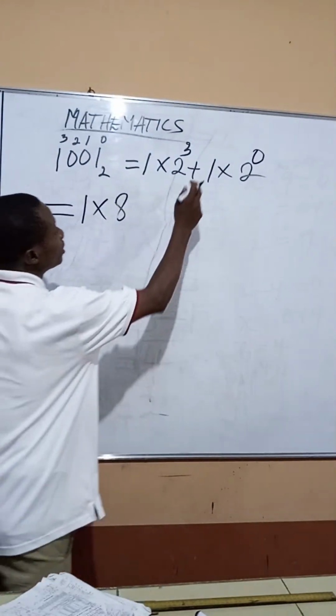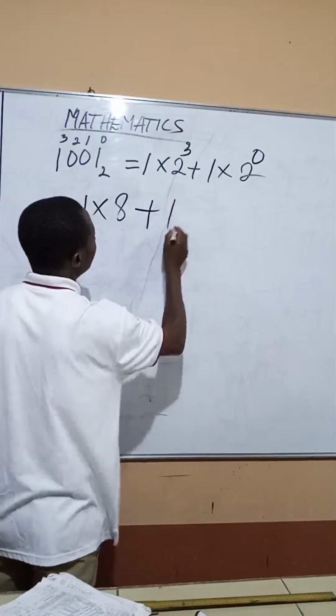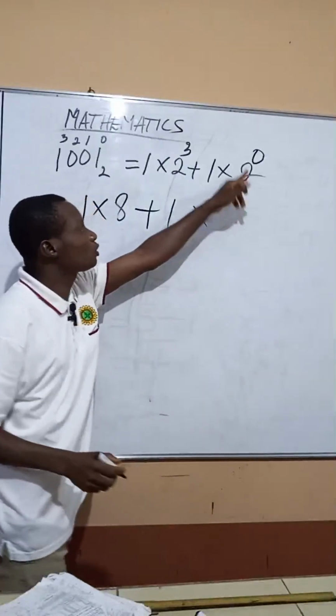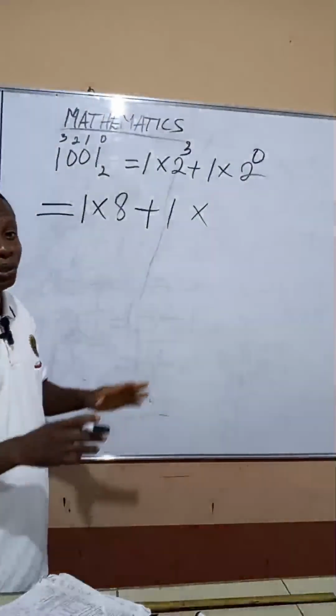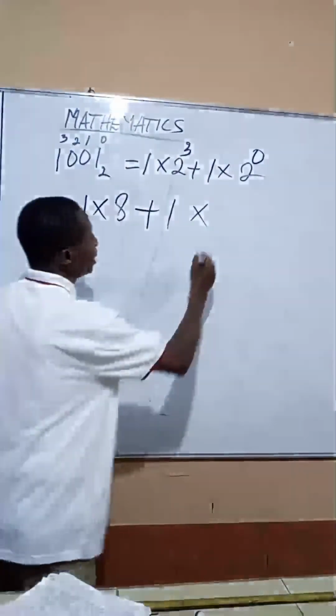Then this is plus 1 times 2 raised to 0. Whatever we raise to the power of 0 will be 1. So we are going to write 1 here.